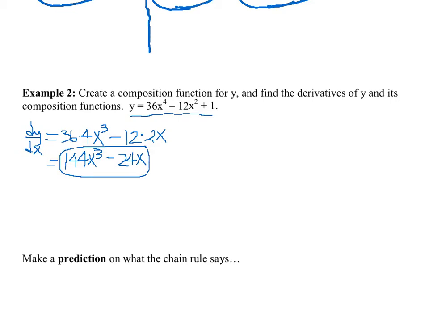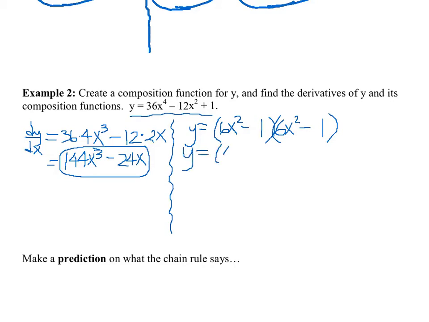Okay. So now let's look at making this a composition, and showing you how the composition will get you the same derivative if it's done properly. We're going to factor. This actually ends up being a perfect square binomial multiplication. So this is going to be 6x squared and 6x squared. It's going to be 1 and 1, and we're going to do subtraction. You can rewrite this now as 6x squared minus 1 quantity squared.